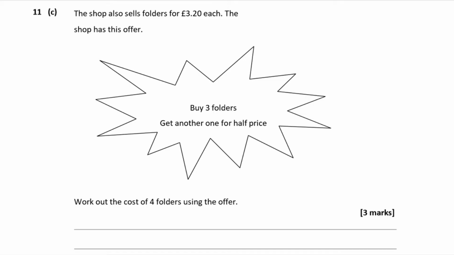Part C says the shop also sells folders at £3.20 each. The shop has an offer: buy 3 folders, get another one for half price. Work out the cost of 4 folders using the offer.